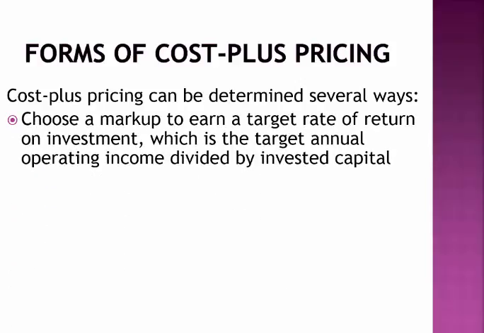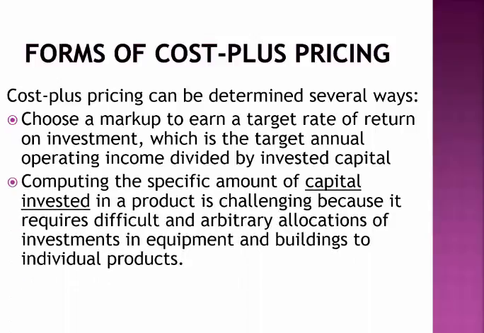Cost plus pricing can be determined several different ways. We typically are going to choose a markup in order to earn a target rate of return on investment, or ROI, which is the target annual operating income divided by our invested capital. Hopefully you guys recall how you can do that. Let's just say we've got a target income number. We can take that dollar amount and divide it by our invested capital in order to get a percentage. Alright, so computing the specific amount of capital invested is kind of the tricky part.